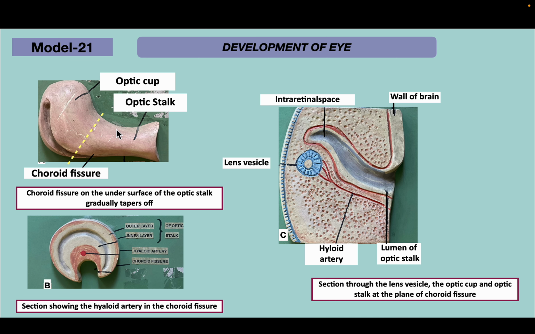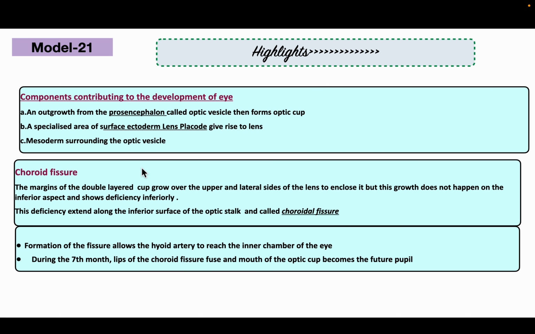Coming to the development of the eye, in these three models, in the first model the optic cup is visible, optic stalk is visible and choroid fissure is visible. Now this section is taken from here, at the level of the optic stalk. So you can see the outer layer, inner layer, then the hyaloid artery is present in the choroid fissure. Now a section through the lens vesicle, the optic cup and optic stalk at the plane of the choroid fissure, if it is taken in this direction, the intraretinal space is visible, wall of brain is there, lens vesicle, hyaloid artery and lumen of optic stalk. So this section is taken along the length of the choroid fissure.